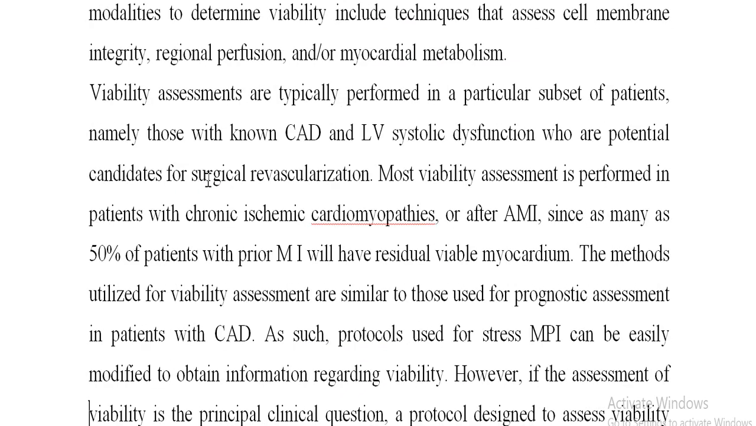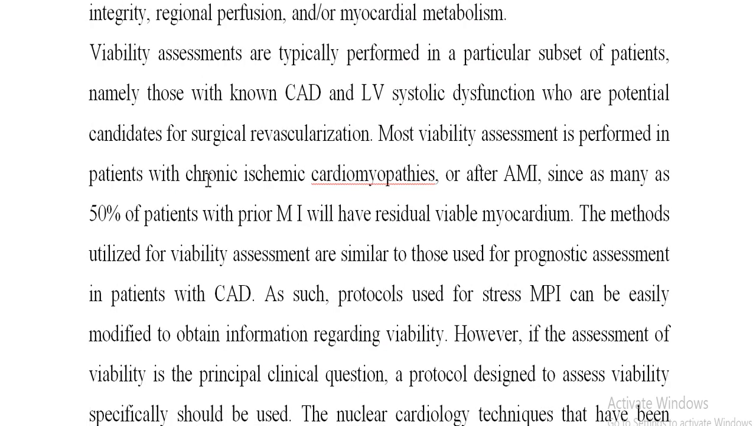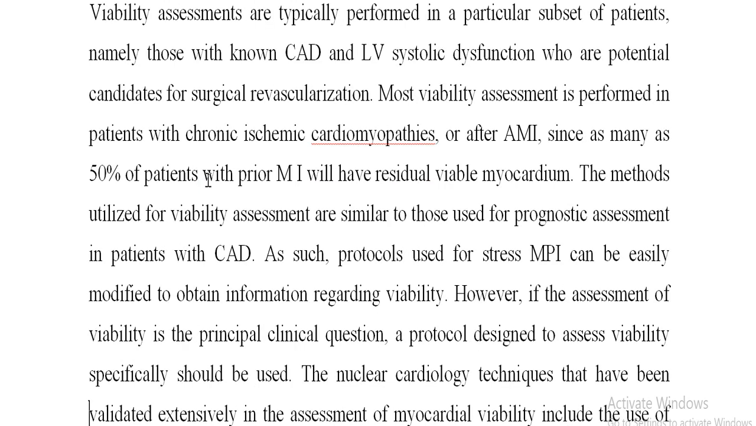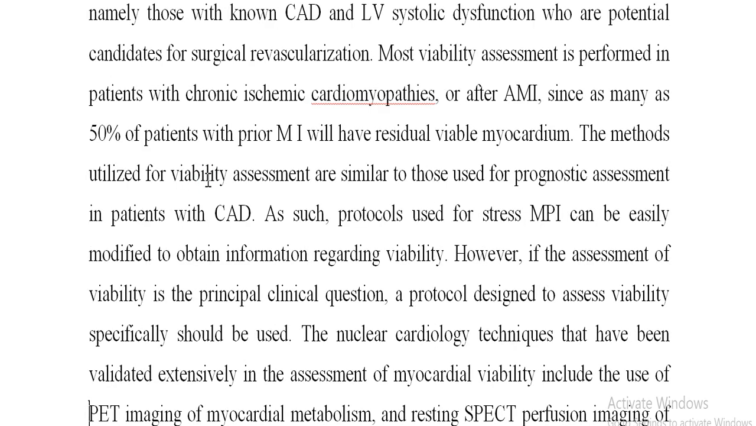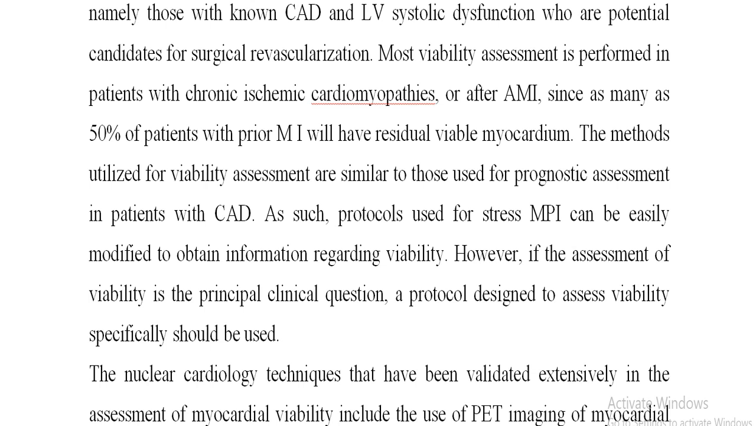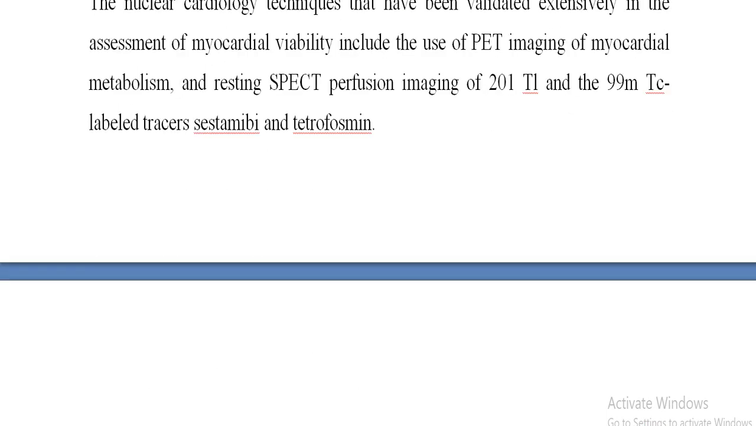The methods utilized for viability assessment are similar to those used for prognostic assessment in patients with CAD. As such, protocols used for stress MPI can be easily modified to obtain information regarding viability. However, if the assessment of viability is the principal clinical question, a protocol designed to assess viability specifically should be used. The nuclear cardiology techniques that have been validated extensively in the assessment of myocardial viability include the use of PET imaging of myocardial metabolism, and resting SPECT perfusion imaging of 201Tl and the 99mTc-labeled tracers sestamibi and tetrofosmin.